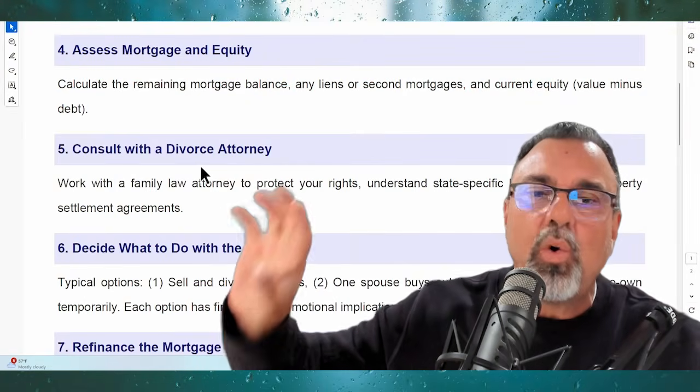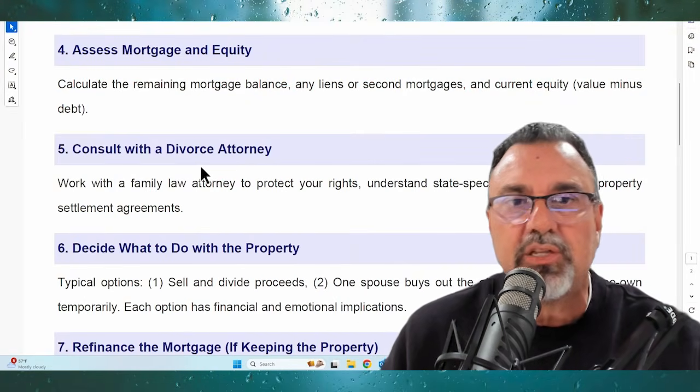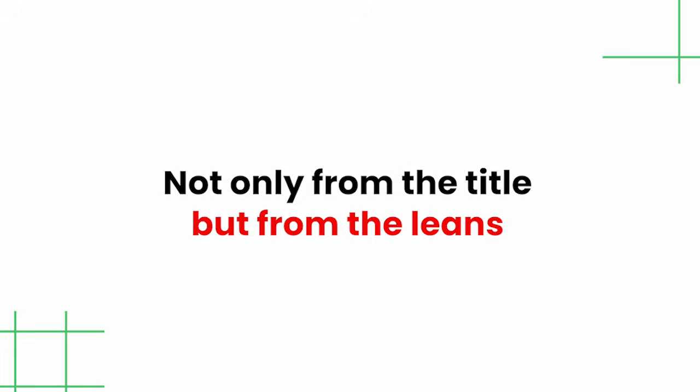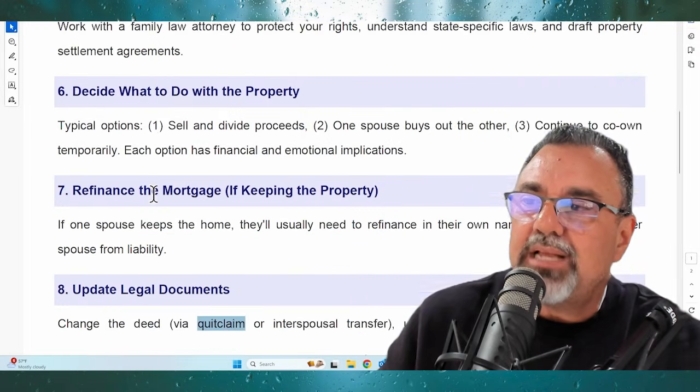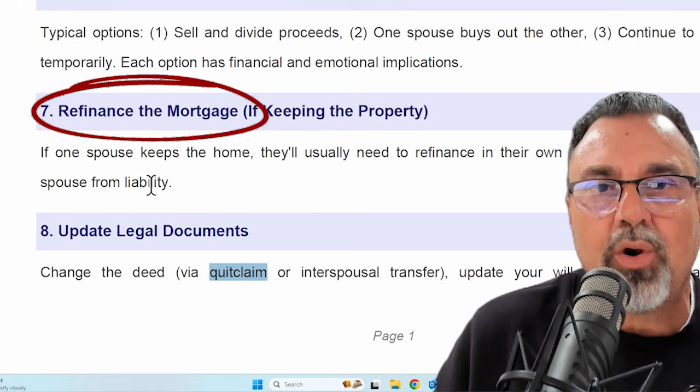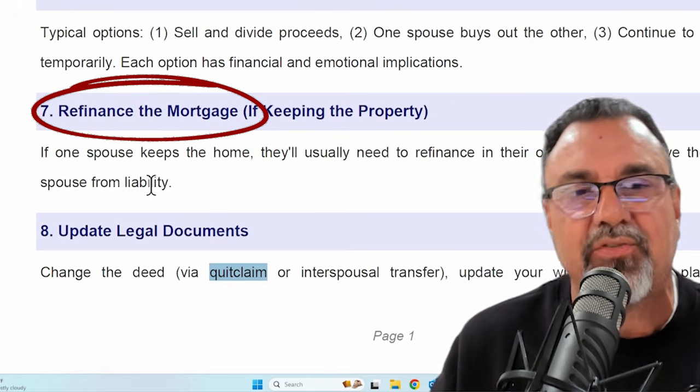But if we're getting rid of one of these people, we have to make sure this process is efficient enough to remove them not only from the title, but from the liens. And that's where a lot of people miss out. So here's what we're going to do. Sometimes you're going to need to refinance that mortgage, or other times you can assume the mortgage that you currently have. Let me break the differences down.